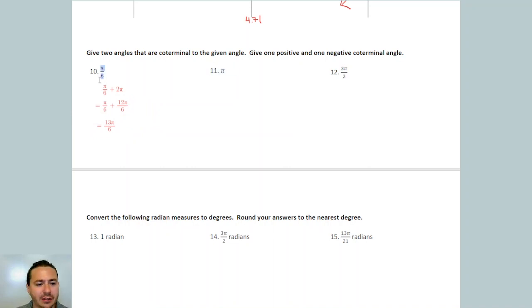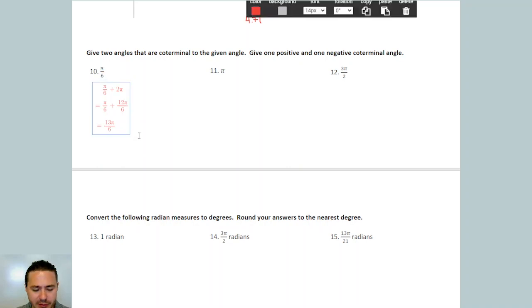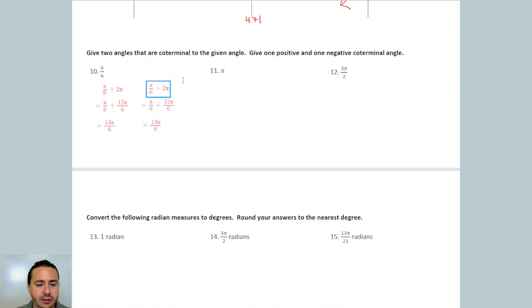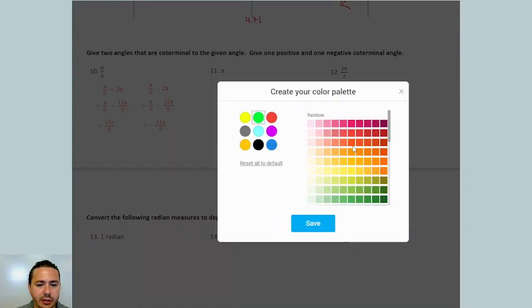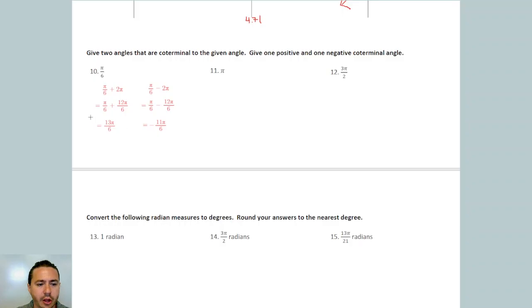So I'm going to do that same thing. In fact, I'm just going to copy and paste this because the work is going to be basically identical, except I'm going to subtract 2 pi instead. So pi over 6 minus 2 pi is the same thing as pi over 6 minus 12 pi over 6, which will be negative 11 pi over 6. And so here we have one positive and one negative angle measure that are coterminal to pi over 6. In other words, they have the same terminal side.